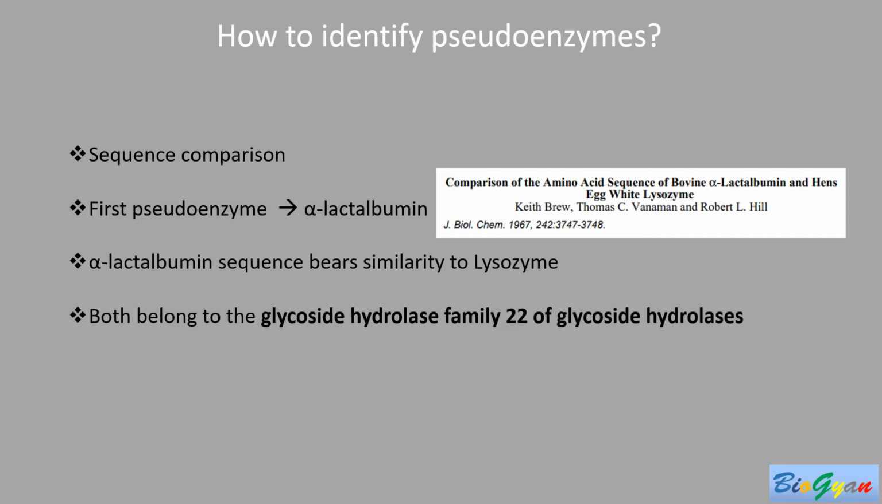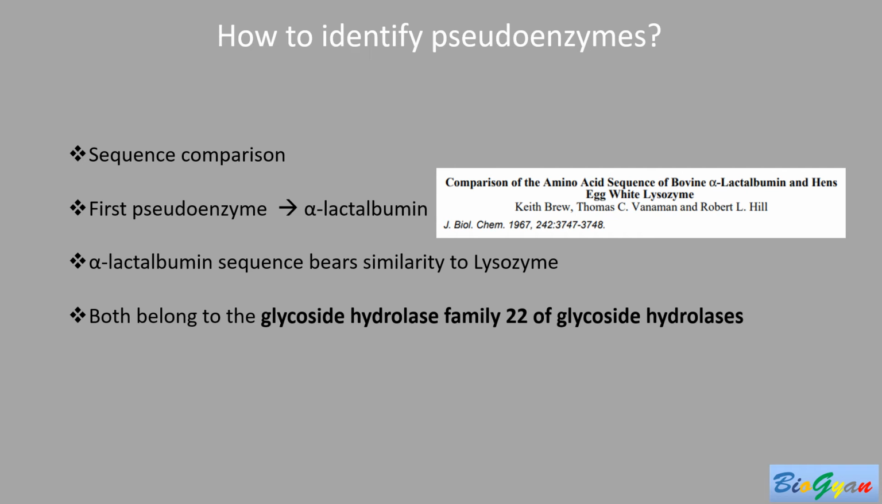Glycoside hydrolases hydrolyze the glycosidic bond between two or more carbohydrates, or between a carbohydrate and a non-carbohydrate moiety. Lysozymes retain this function as it hydrolyzes the glycosidic beta-1,4 bond between N-acetylglucosamine and N-acetylmuramic acid. However, alpha-lactalbumin lacks this function and acts as a regulatory subunit of lactose synthase, helping in milk production.